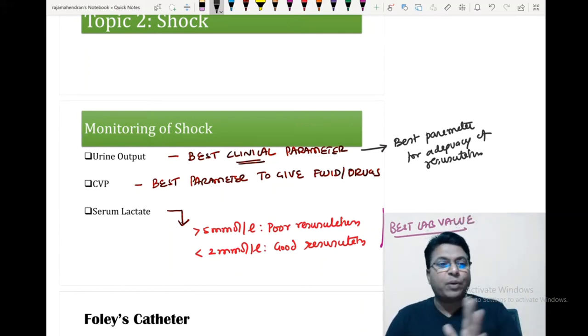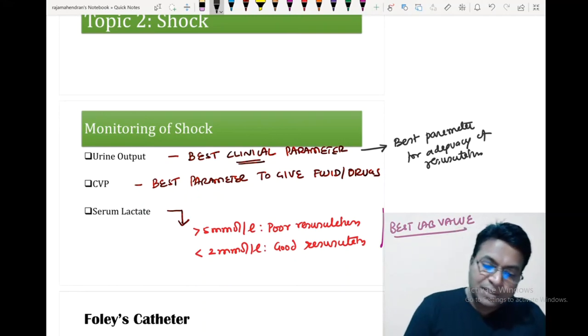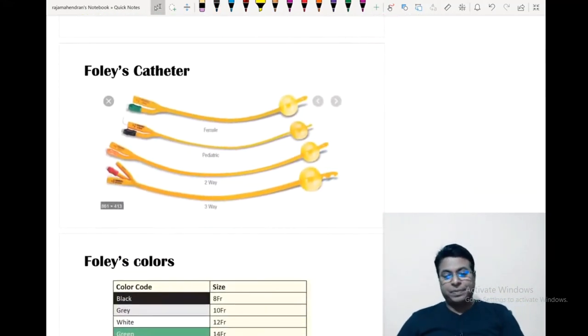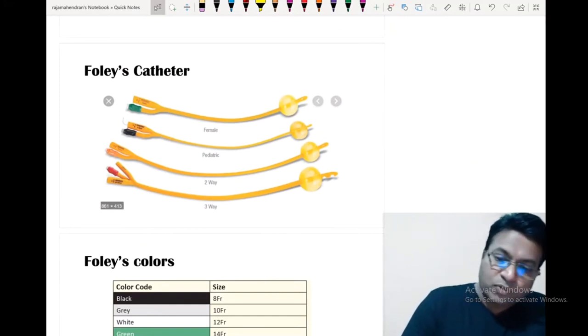You have done a good, adequate resuscitation. Everything is judged by means of this urine output. Okay. So please don't forget anything about Foley's catheter. Foley's catheter is a high yield clinical based question. Definitely you will get MCQ from this.